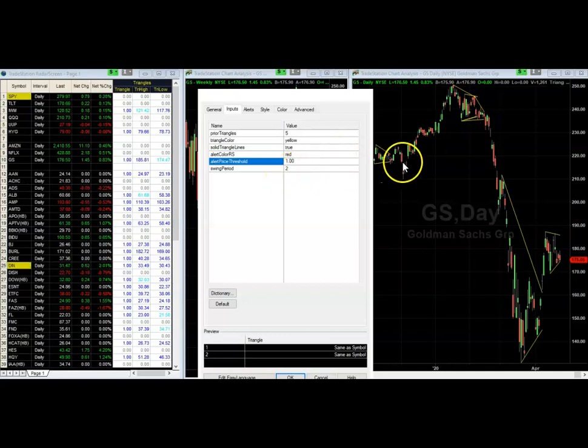That basically means a swing high, like right here, has 2 lower bars on either side, and that would count as a peak, and that would get thrown into the calculations to figure out if there's a triangle. I always leave it at 2, but if you wanted bigger triangles detected, you could change this number. So let's say OK here.